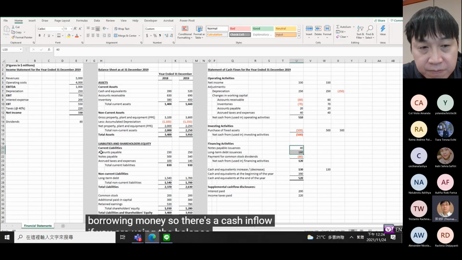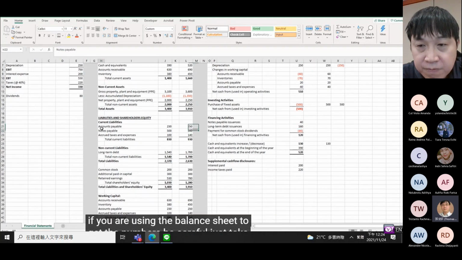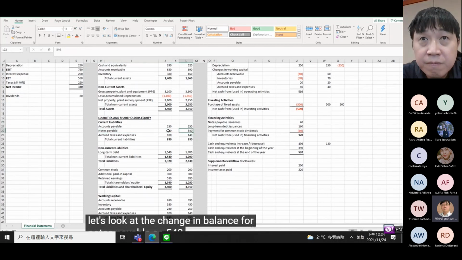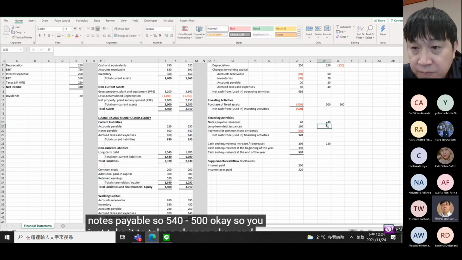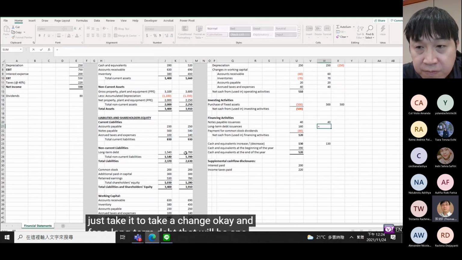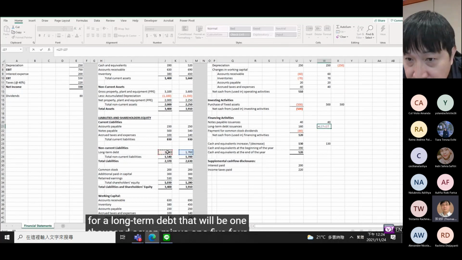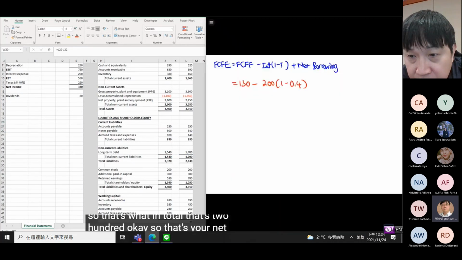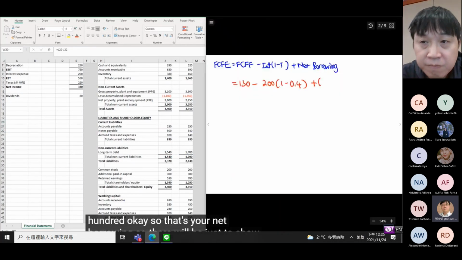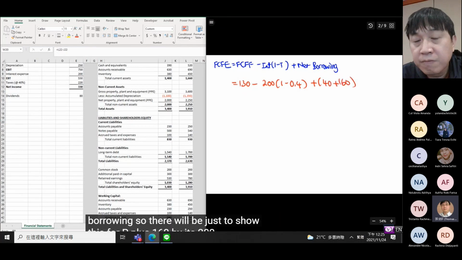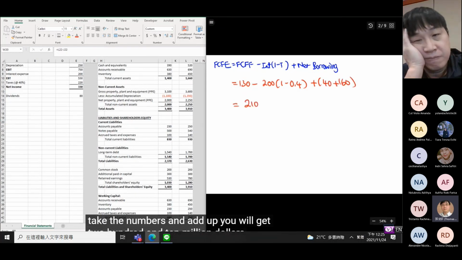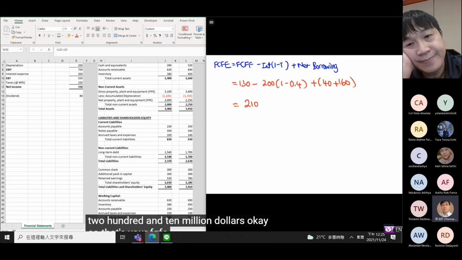If you are using the balance sheet to get the numbers, be careful. Just look at the change in balance for notes payable, so 540 minus 500. You just take the change. And for long-term debt, that will be 1,007 minus 1,540. So in total that's 200, and that's your net borrowing. Just to show, that's 40 plus 160, but it's 200. So if you take the numbers and add up, you will get $210 million. That's your FCFE.